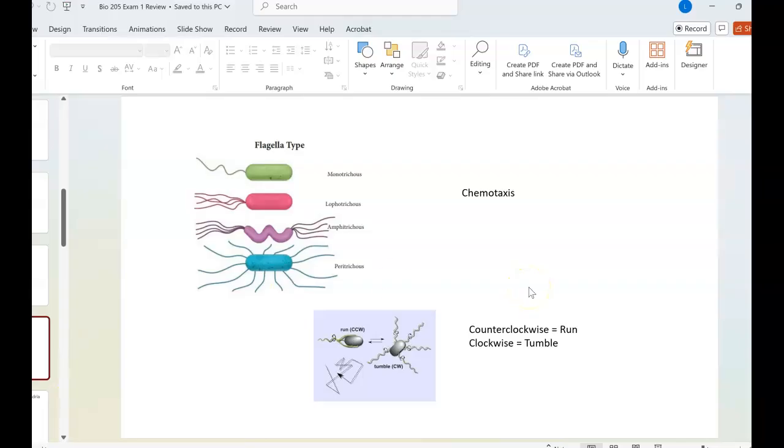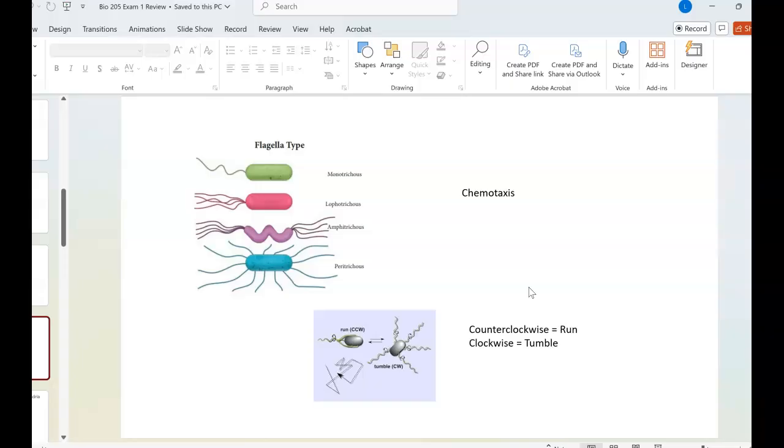One of the things that we talked about is that bacteria can have flagella. So we talked about the different configurations of flagella. So I've got a picture there of the different types. So you should be able to recognize those types. Again, if you like to draw things out, that's something that you could draw out and then write the names.